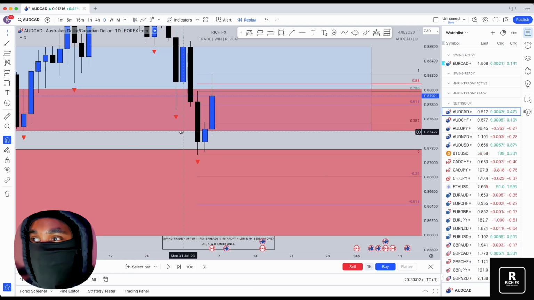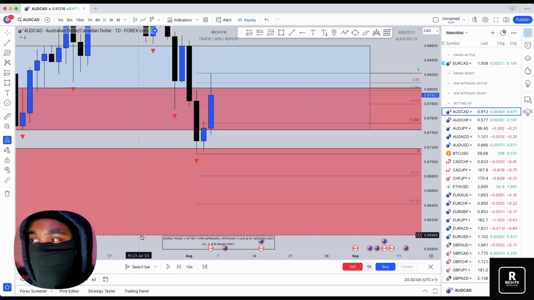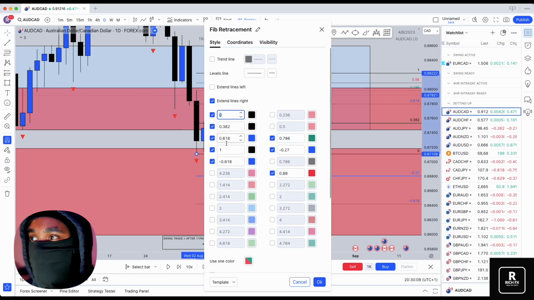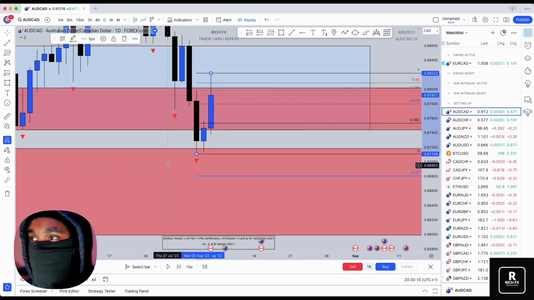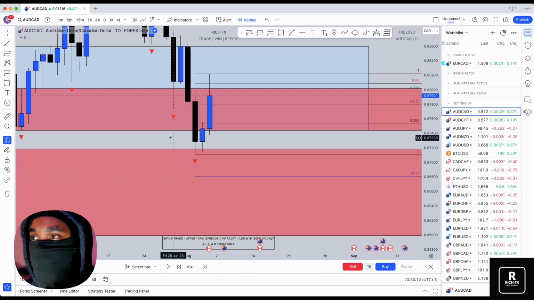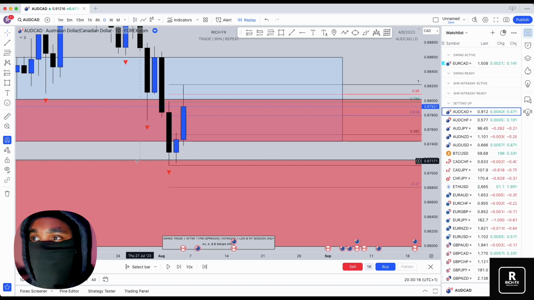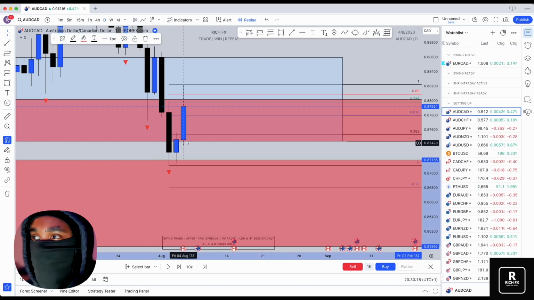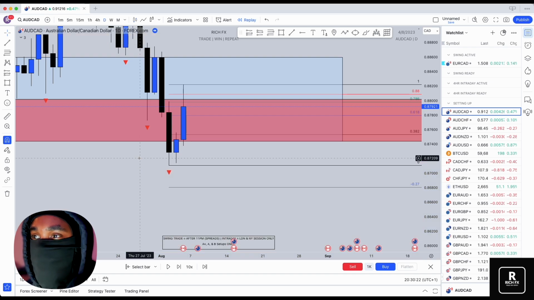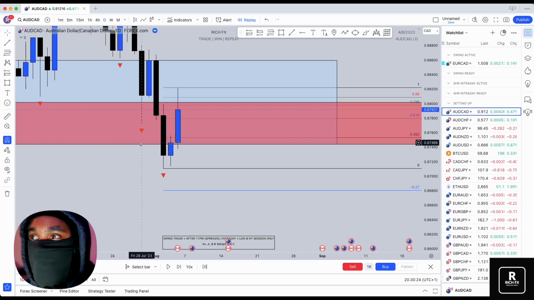Not only that, we have this monthly support area over here, which we are aiming to sell into, right? Bear with me, let me just get rid of this. So we're aiming to sell into this monthly support area over here. That's what we're hoping for, right? So I already know, okay, we've got monthly support area here. We're aiming to sell into that area before price decides to completely reverse and then turn bullish.